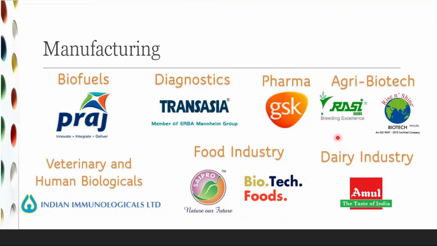Well, now there is a lot of emphasis on improving the soil quality and soil conditioning so that you get biofunctional and biofortified food crops. So you have companies like Rasi Seeds making hybrid seeds, biofertilizers, or you have plant tissue culture based industries like Rise and Shine for making ornamental plants, or you have some other industries which are growing exotic fruits and veggies. So you can also become a part of companies which are into manufacturing of veterinary and human biologicals, like the Indian Immunologicals Limited.